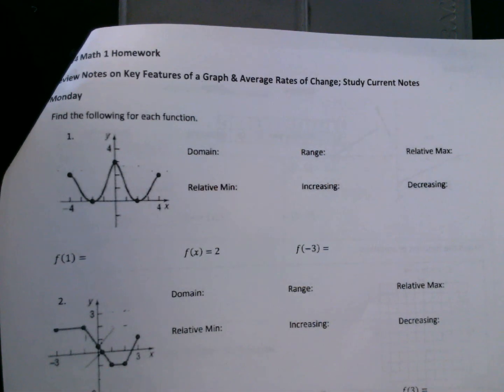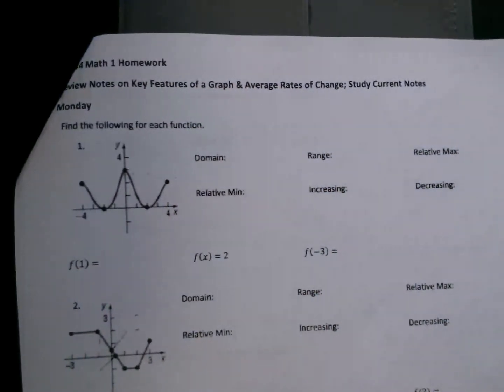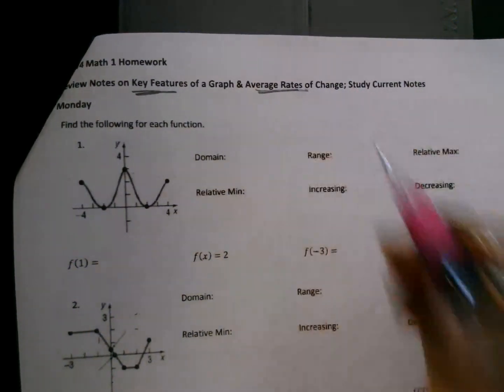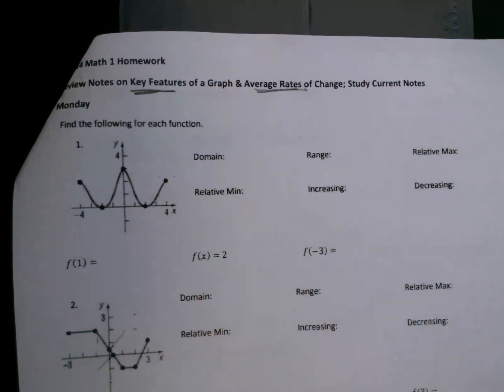All right, Math 1. So this is our homework help. This is Tuesday, but we're doing Monday's work. This week we're studying key features of a graph and then average rate of change. These notes are like the notes from the end of the first quarter, beginning of the second quarter. So that's where you find your notes for this step.